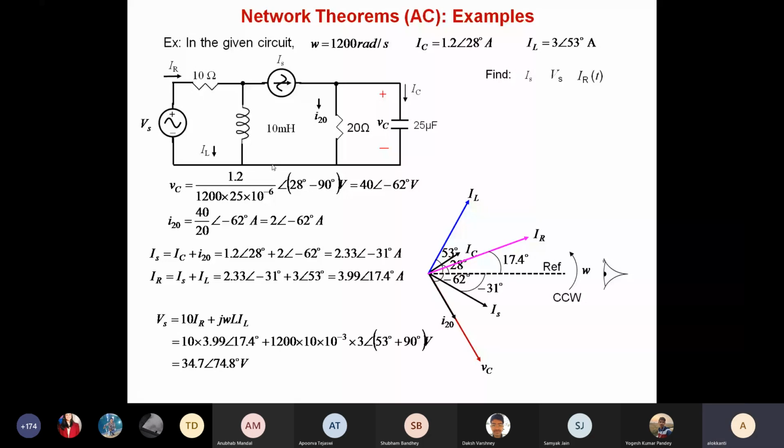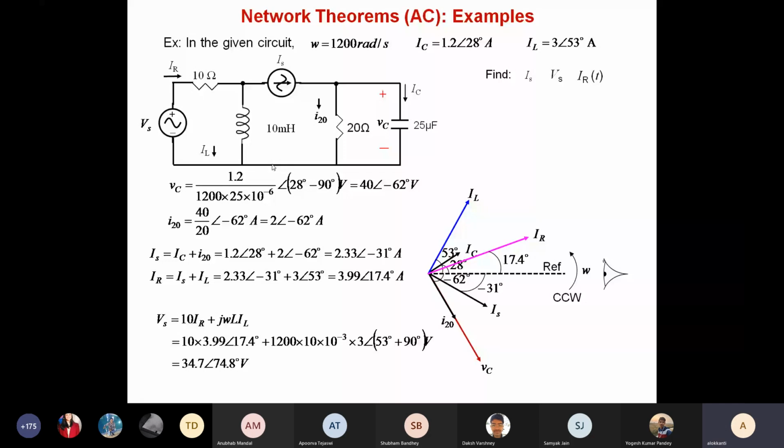So Vs is equal to 10 IR plus j omega L IL. The j omega L IL is the voltage across the inductor along this loop. So if you do this complex operation, it will have multiplication and then again addition. In the case of resistance, the multiplication is straightforward, but in the case of inductance there will be an addition of angle.